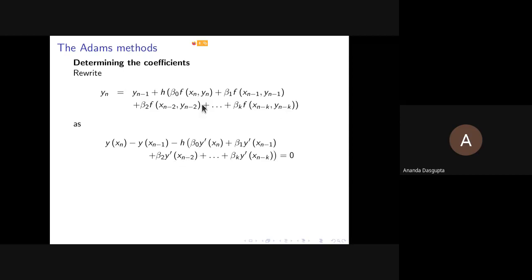realizing that these f's are just the derivatives of y, dy/dx, at xn minus 1, at xn minus 2, at xn minus k, and so on.